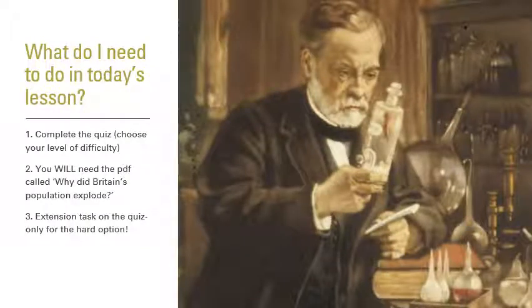So what do you need to do in today's lesson? You need to complete the quiz. That's it. You will have to choose the level that you are going to work at, easy, medium or difficult, and that loosely equates to ME or ME plus and EE and above for your target grade. You will also need the PDF. I'll attach that to the Microsoft Teams chat, but it's also in the assignment. And lastly, if you choose the hard, there will be an extension task based on this very famous scientist as well. Good luck.